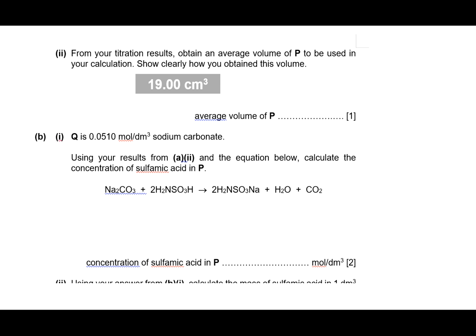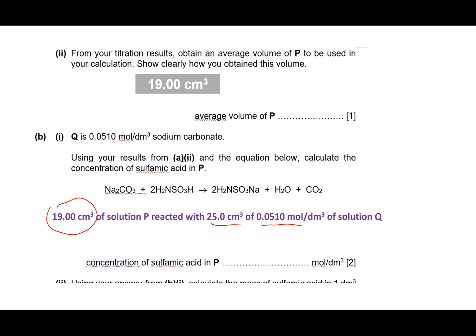But let's take a look. Now because we are not able to do the experiment, you are given the results. It was indicated that 19.00 cm³ of solution P is required to react with Q. Q is 0.0510 mol/dm³ of sodium carbonate. This means that 19 cm³ of solution P just reacted with 25.0 cm³ of 0.0510 mol/dm³ of solution Q. This is given, and this is fixed because you put 25.0 cm³. This is the result that you got from your experiment.